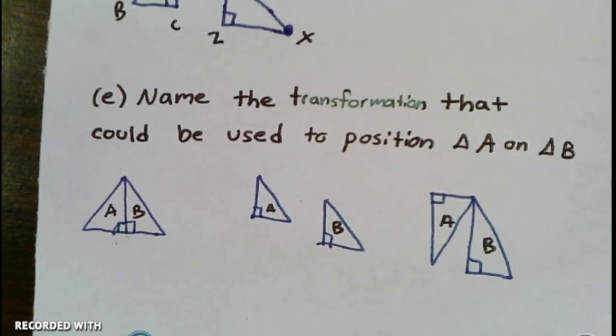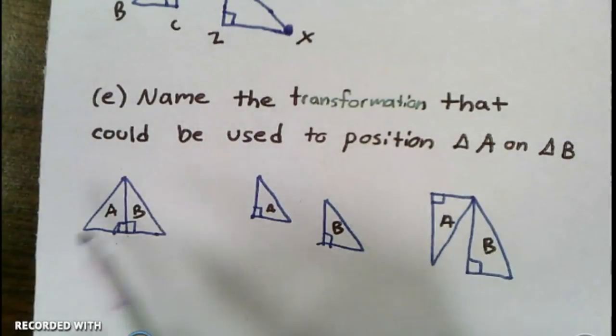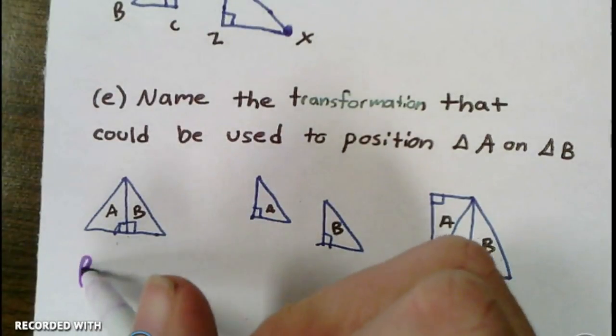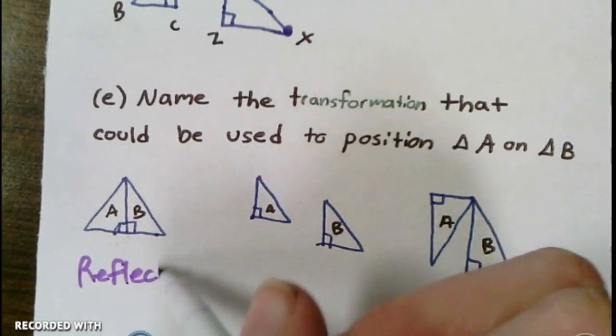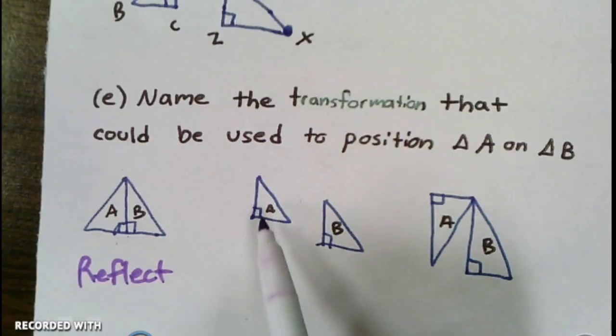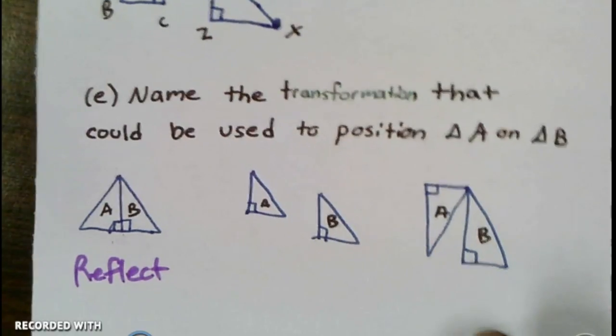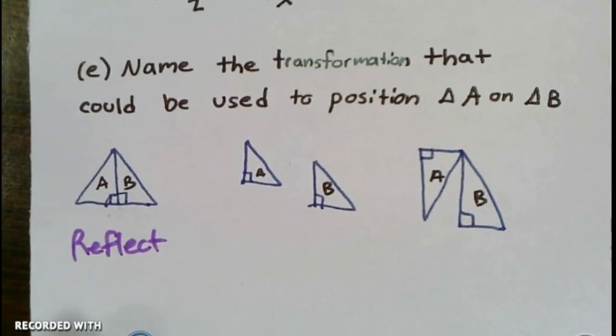E, name the transformation that could be used to position triangle A on triangle B. So how can I get A to go on triangle B? Well, I would just need to reflect it. What about, in this case, to get A on B? I would need to translate it. And here, I would need to do two different things. I'm not going to tell you. There's two different things you would have to do for this one in order to get them on top of each other. Write down what you think they are. And that's this whole lesson, so go ahead and get to work.